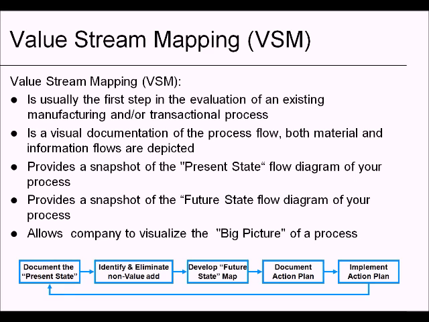You can see down at the bottom, it's a step-by-step approach, where you document the present state, identify and eliminate the non-value added or basically the waste, and then develop your future state map, and then document the action plan and implement the action plan. Now, the actual implementation, that's your Kaizen events. So really, you don't do anything physical to the process until you get to the Kaizen or rapid improvement events. The value stream mapping is just a way of getting a plan together and documenting that plan, and the Kaizen events are actually where the improvement takes place. It's where you execute the plan. Okay?